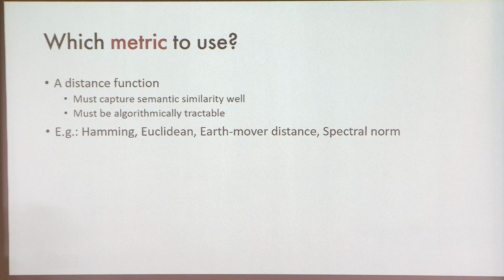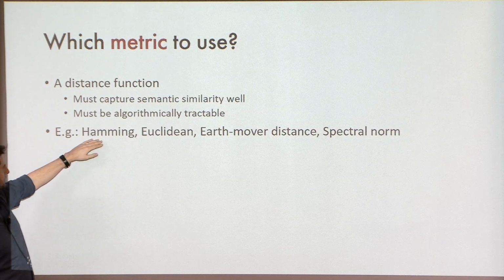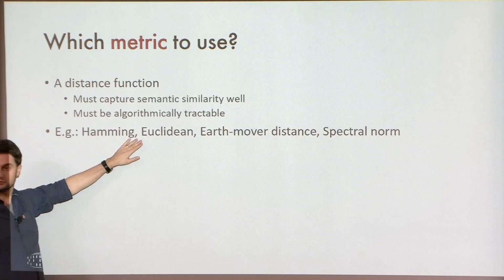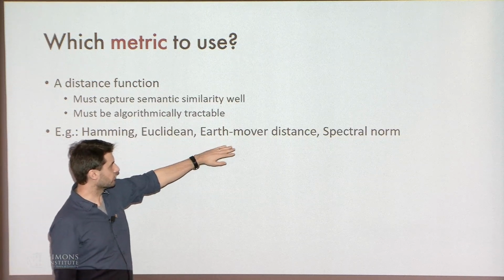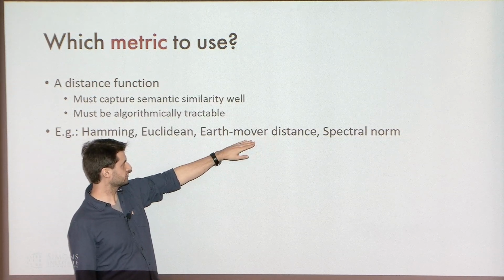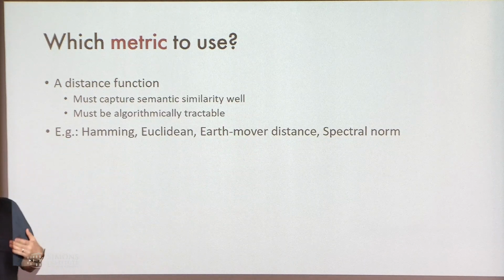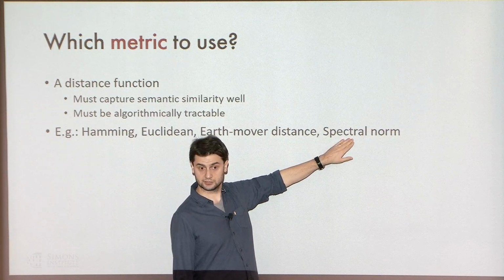I should mention some examples of metric spaces, and this is not quite in order of hardness, but roughly. Some of the easiest high-dimensional spaces are Hamming space or Euclidean space, but there are more specialized distances, for example Earth-mover distance, which is more specific to image vision. But you can also imagine other distances, for example spectral norm for distance between matrices.